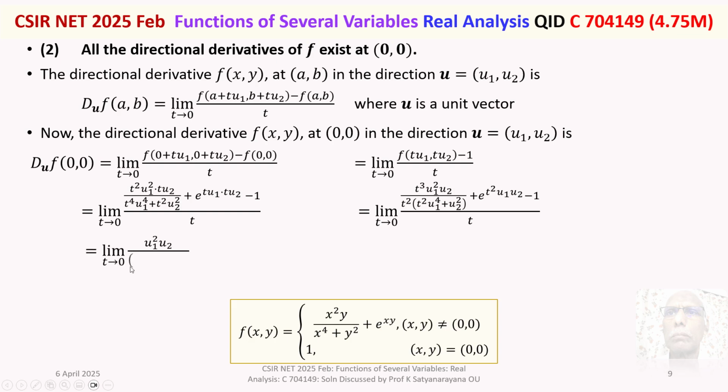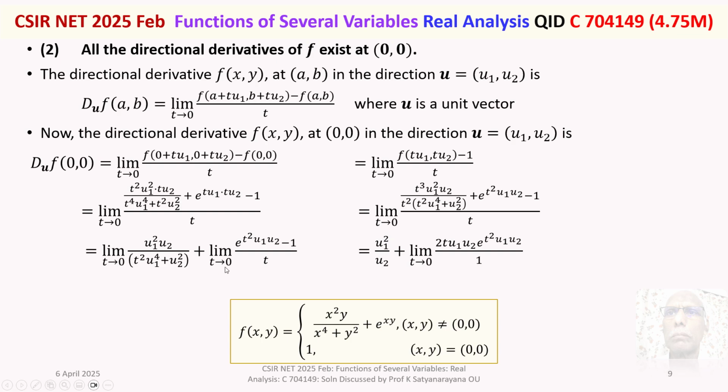And that will be the limit as t tends to 0 of u1 square u2 by [t square u1 to the power 4 plus u2 square], where t cube cancels, plus the limit as t tends to 0 of [e power t square u1 u2 minus 1] by t. Now if you take the limit as t tends to 0, the first part is u1 square u2 by u2 square. u2 cancels and you will get u1 square by u2.